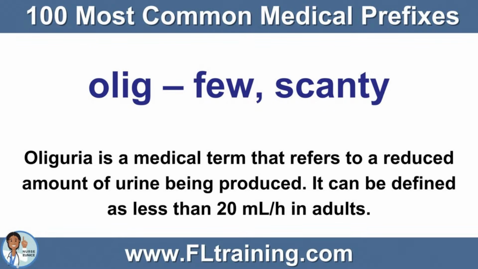Olig refers to few or scanty. So oliguria is a medical term that refers to a reduced amount of urine being produced. It can be defined as less than 20 mLs or cc's of urine production per hour in adults. So if a patient has oliguria, it could be because they have renal failure or multi-organ failure. So you want to be making your nurse aware.